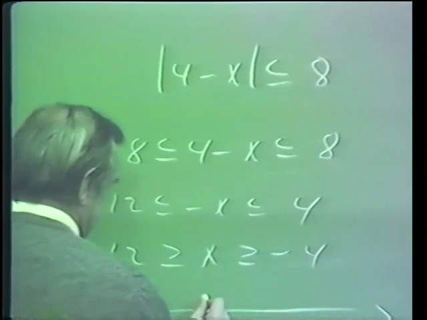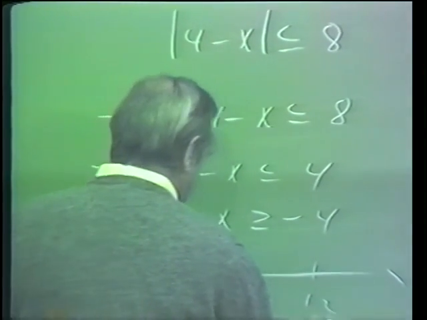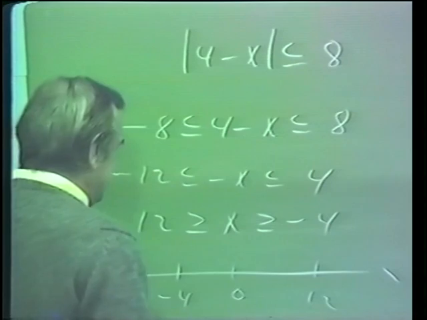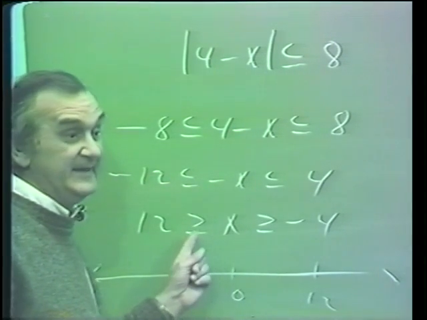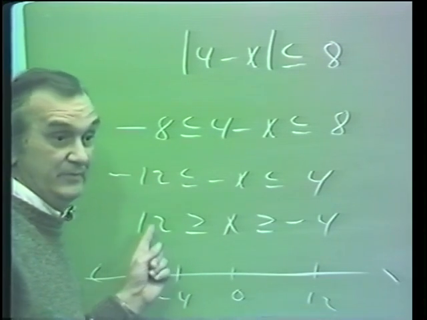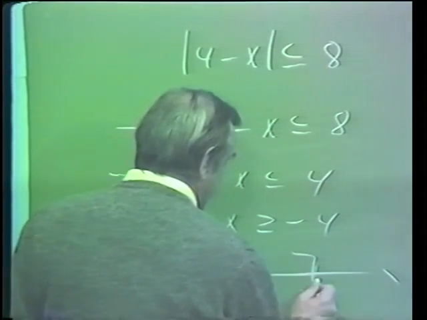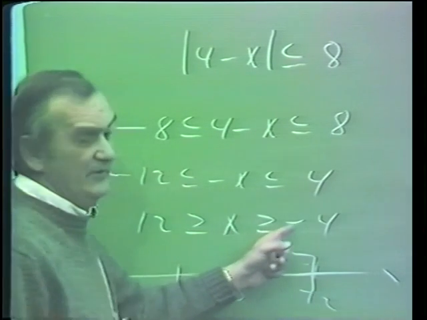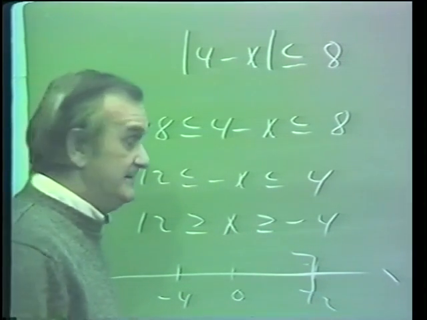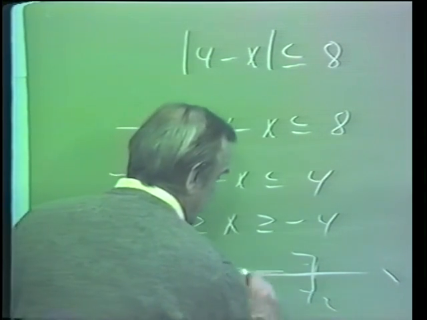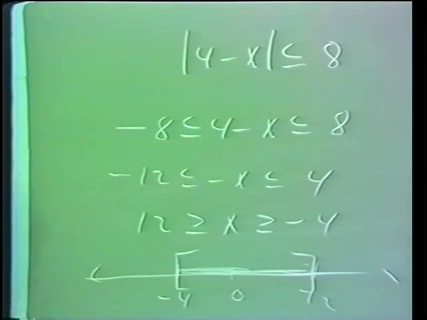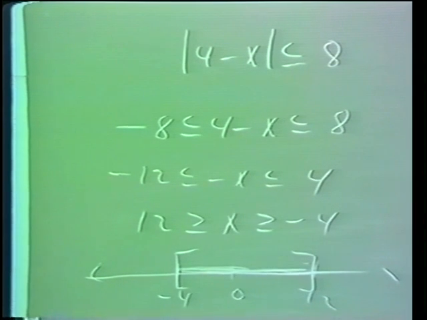So now we graph this. Well, let's see what this says. Here's 0, here's 12. Here's negative 4. It says 12 is greater than x. If 12 is greater than x, then x must be less than 12. We put a bracket at 12 facing to the left. This says also that x must be greater than negative 4. So we put a bracket at negative 4 and we darken in everything. There it is. Problem number 25.